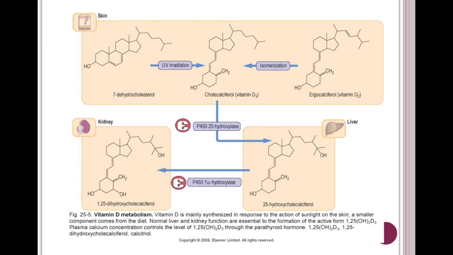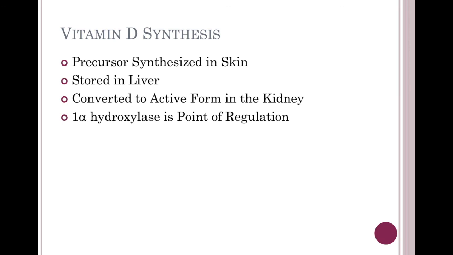Then there are some regulators which take this into a vitamin D precursor in the liver, and then in the kidney there is the P450 1-alpha hydroxylase, which will finally convert the precursor into the active form, and that is a regulator that takes place in the kidney. So as I said, it is the precursor synthesized in the skin. It's stored in the liver, and then it's converted to the active form in the kidney with the 1-alpha hydroxylase as a point of regulation.